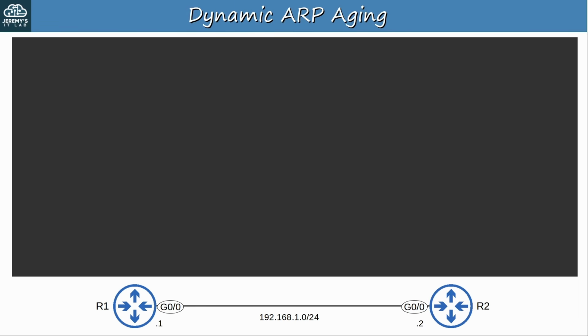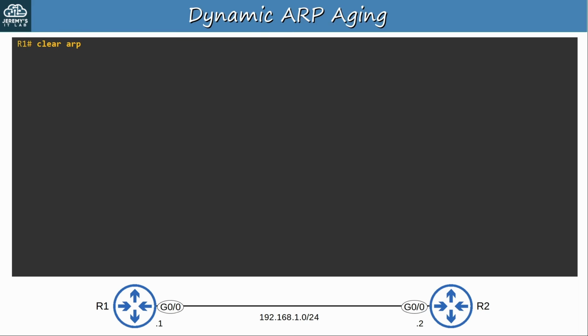The final thing we'll look at is dynamic ARP aging. Like dynamic MAC address table entries, dynamic ARP entries have a timer after which they will be cleared from the table. However, the process is a bit different than with MAC addresses.